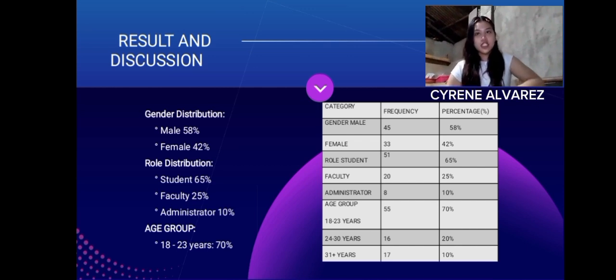Results and discussions. Gender distribution: male is 58% and female is 42%, while the role distribution is student 65%, faculty 25%, administrator 10%. Age group 18 to 22 years old, 70%.